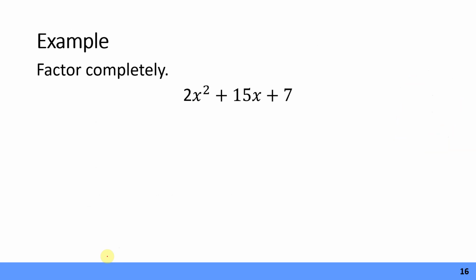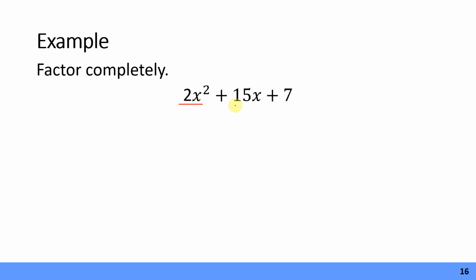All right, so look at this. This is what your problems are going to look like. Here it says factor completely, and this is the first thing you're going to do. If this shows up on your test, you're going to stare at it intensely and ask yourself, what kind of problem is this? Step one is always and forever: factor the greatest common factor. The greatest common factor here would be 1. There's no greatest common factor, since 2, 15, and 7 cannot be divided by any number besides 1. So now I can tackle the problem with the next step.